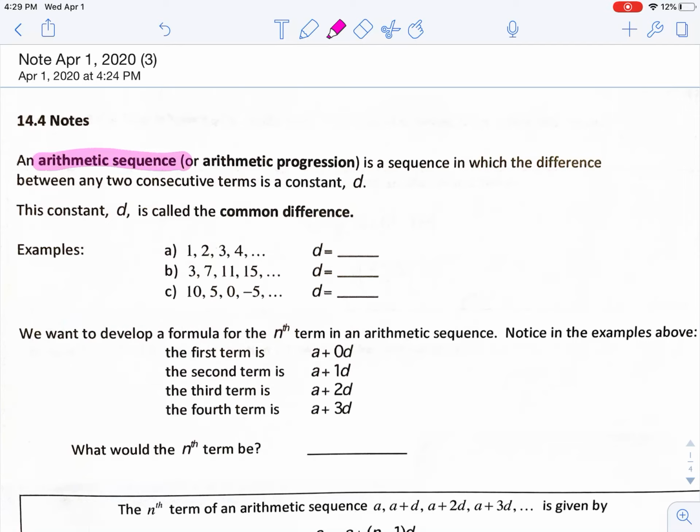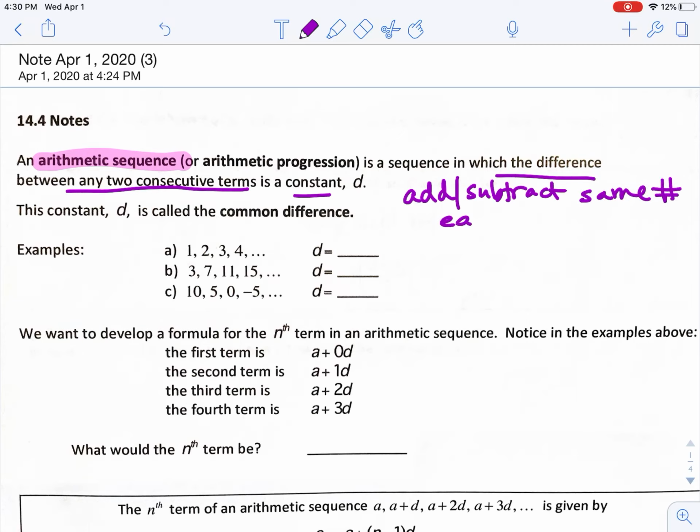Arithmetic sequence, or sometimes called arithmetic progression. That term arithmetic, I know if you read it you might say arithmetic, but it is actually arithmetic when we talk about it as an adjective. So these are any sort of sequences in which your common difference between two terms is constant. So what does that mean? It means that you are either adding or subtracting the same number each time.